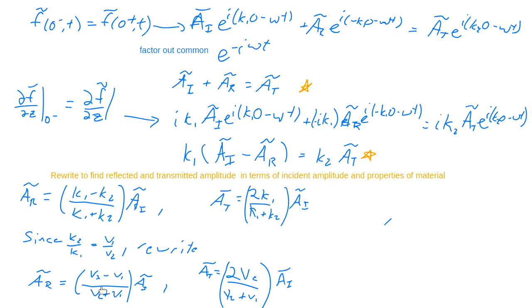Much appreciated. So notice right here, whether anything gets reflected depends on the difference in the property of the materials. If there's no difference in the two speeds, then this goes to zero, nothing gets reflected. And for the transmitted wave, if V1 is equal to V2, then 2V2 is equal to V2 plus V1. So you just get an overall factor of one, so the transmitted amplitude is equal to the incident amplitude.